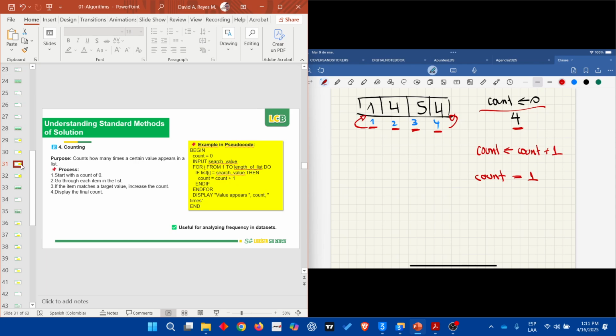Yes. So that means that the software is going to execute this again. So now count is equal to 2. That means that the number 4 appears twice in the list. Okay?